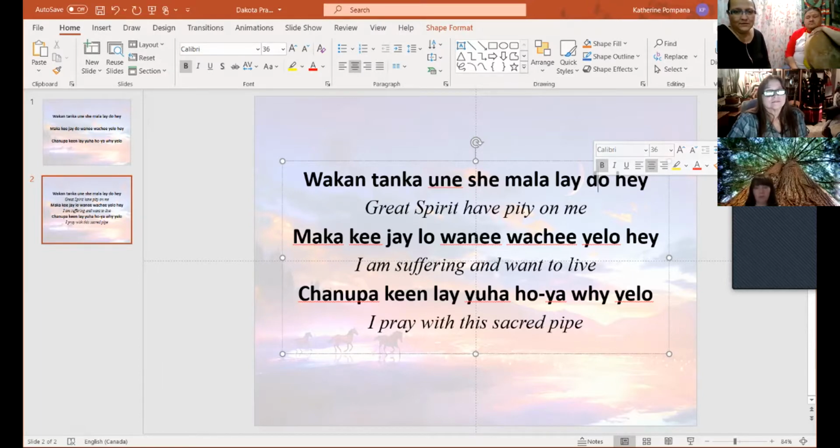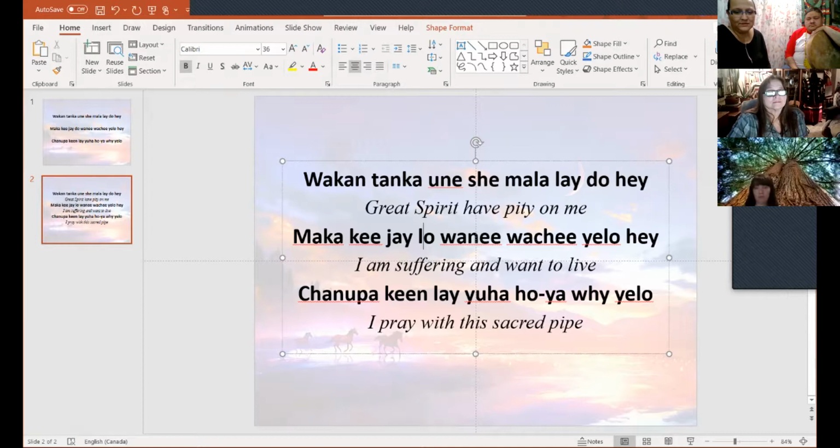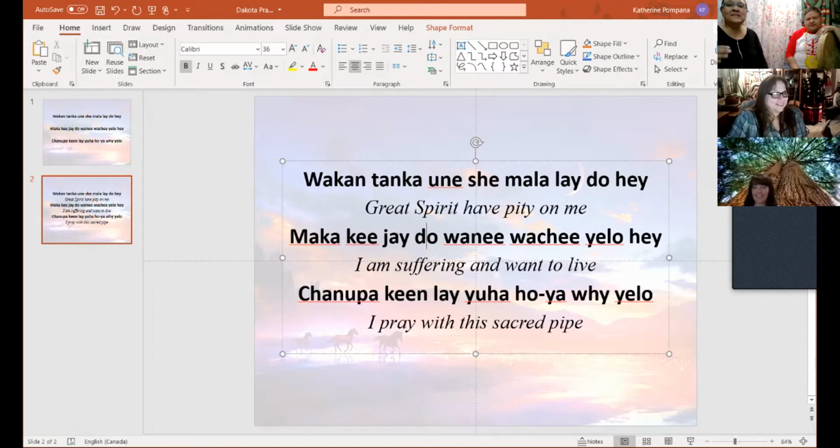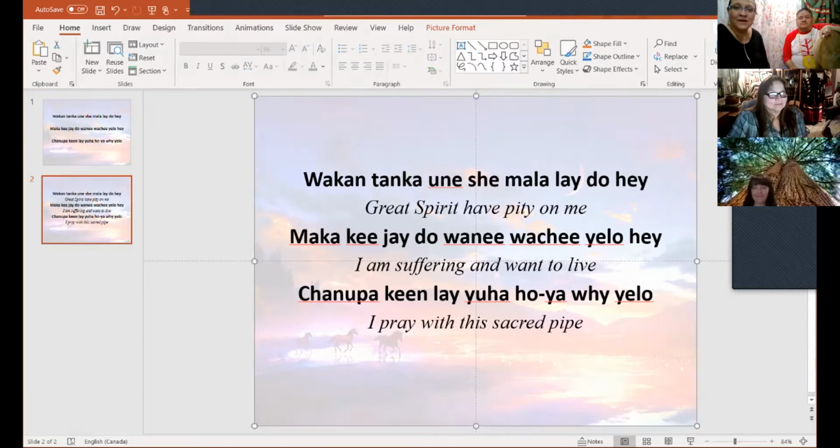But if you're wondering how come it sounded a little bit different than what was written on the screen, it's just because it's half and half, and I wrote it that way for some reason. Because I'm Dakota on my grandmother's side and Lakota on my grandfather's side, so I think they both come out sometimes together. So yeah, that's a pretty song.